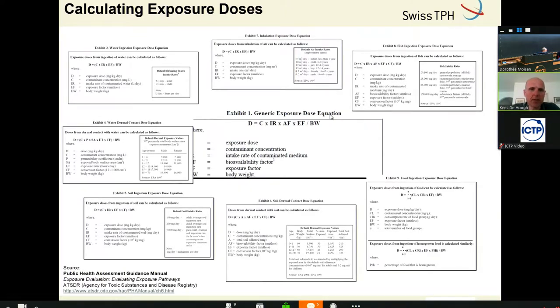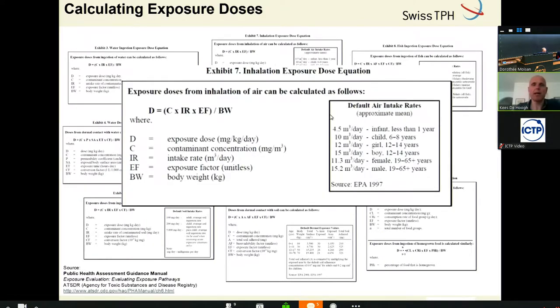I don't expect you to see this very clearly on the screen, but it just shows you all the different exposure doses available: water ingestion, inhalation, fish ingestion, food ingestion, etc. So all these different routes I was talking about earlier have slightly different dose equations. For instance, here we pick one out, the inhalation exposure dose equation, very important for air pollution, of course. D, the exposure dose, is a function of contaminant concentration, that is the concentration in the air, the intake rate, the exposure factor, and we also need the body weight.